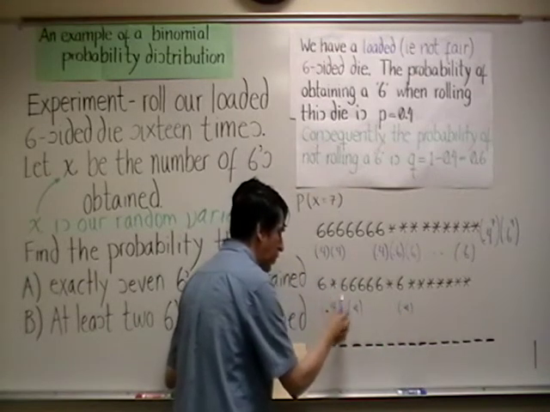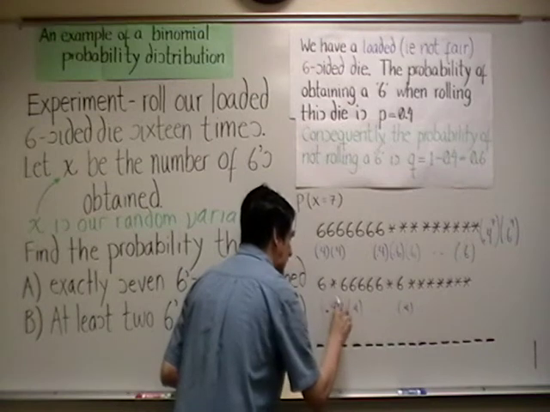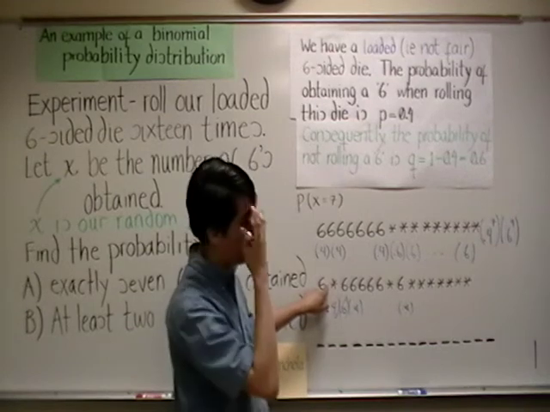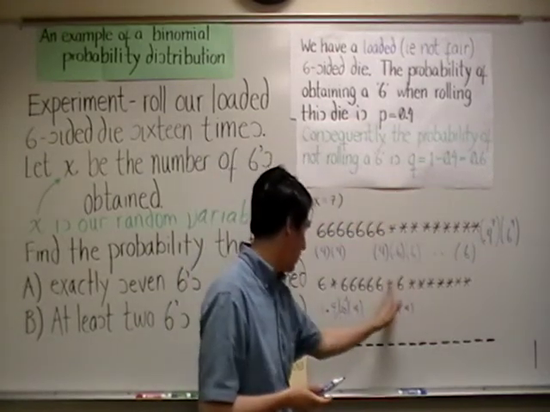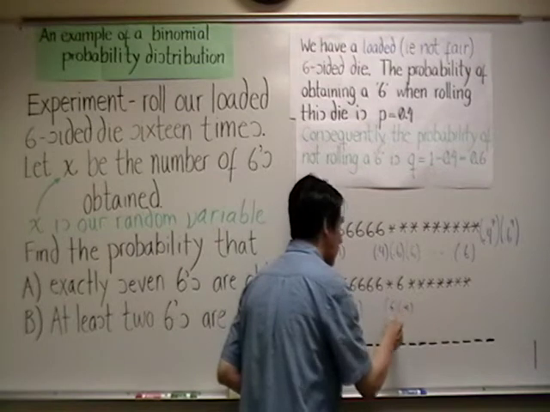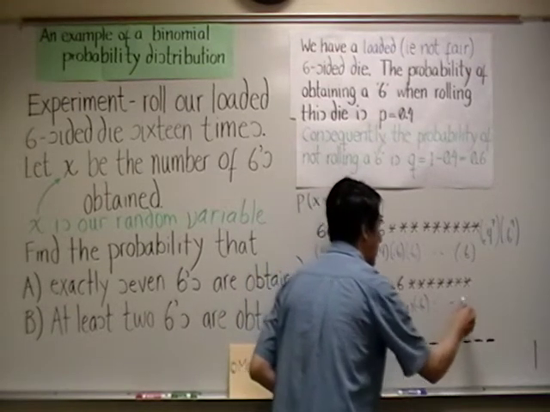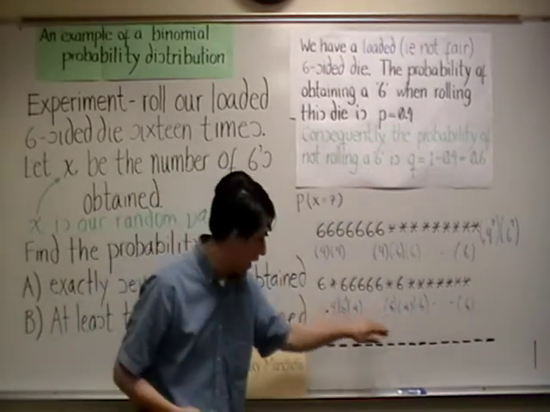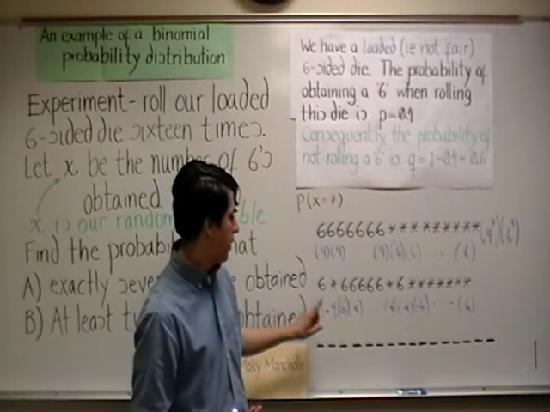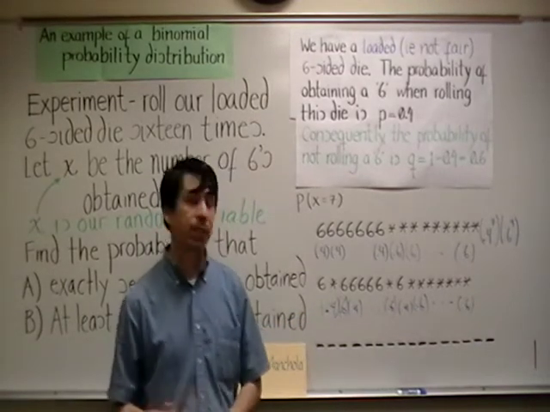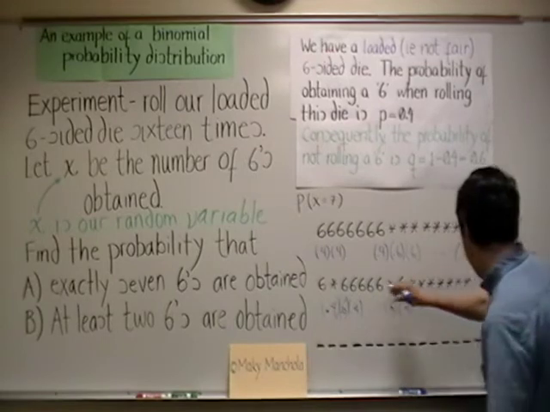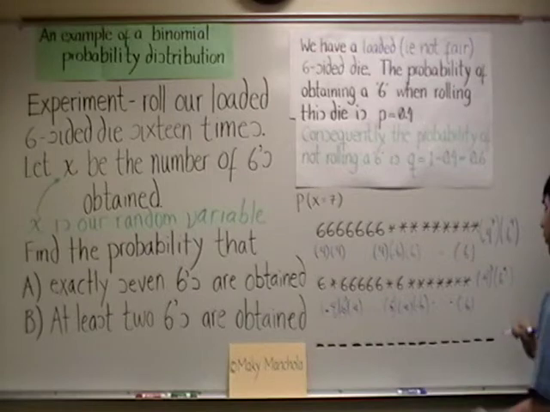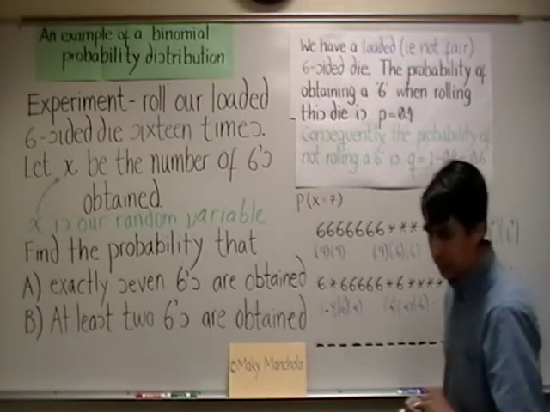Now, here in between, you're going to get a 0.6, right? Because that's not a 6, the probability of not getting a 6, again, is 0.6. And then there, 0.6. And then there, 0.6. Up to the last one, 0.6. Now, if you want to calculate the probability of this outcome, go ahead and multiply these out. How many 0.4s are there? 7 of them. So the probability of this outcome is going to be 0.4 to the 7th times 0.6 to the 9th, because there are 9 non-6s.